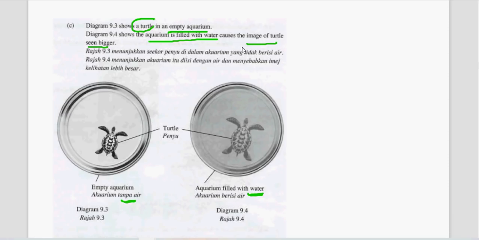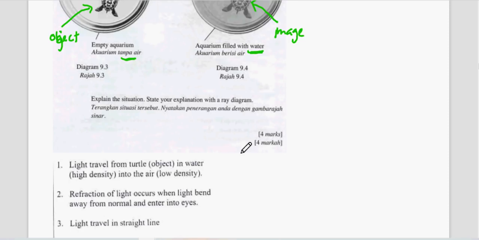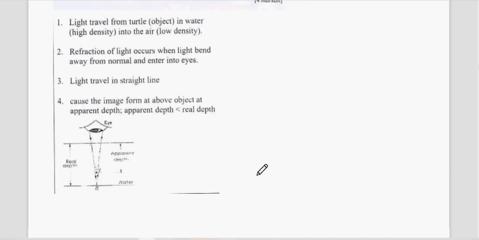Okay, so you can see the turtle, this is the object. This one is the object because there is no water. And then the second diagram is showing the image. The image looks bigger. Now look at the question. Explain the situation, and then state your explanation using a ray diagram. I already pasted the ray diagram here.